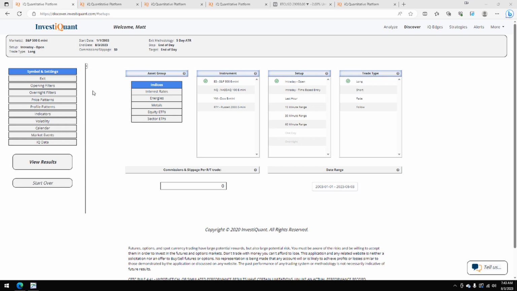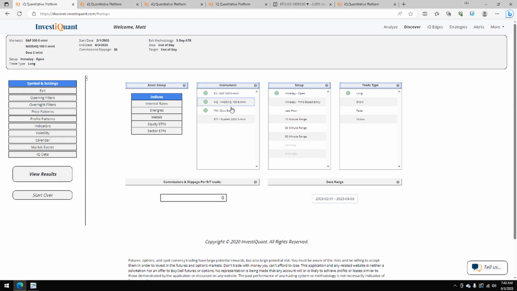Today is Thursday, August 3, 2023. The markets sold off yesterday. We had our largest decline in several weeks, closing down near the lows of the session after kind of a gap and go type of session to the downside. So we're going to take a look at a pattern based upon selling off.